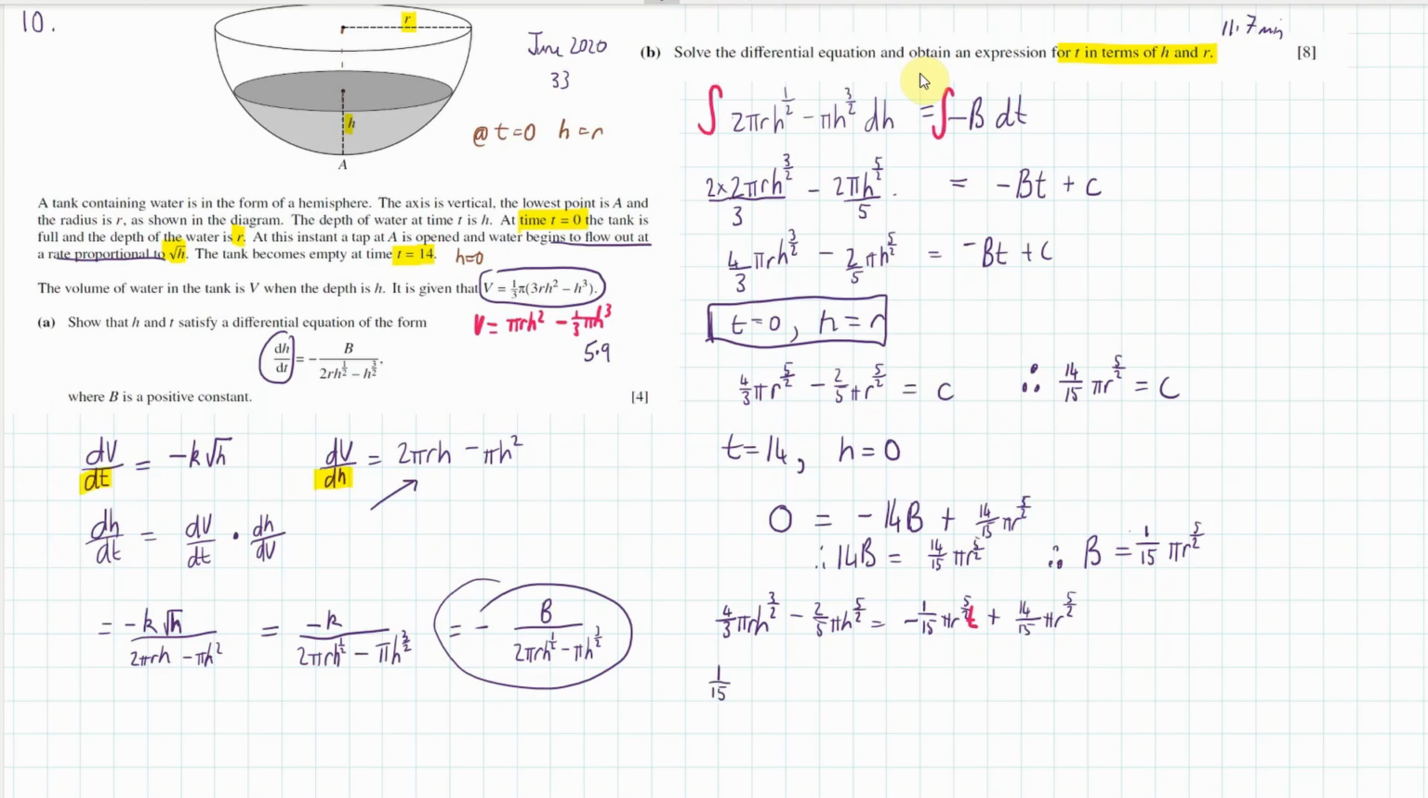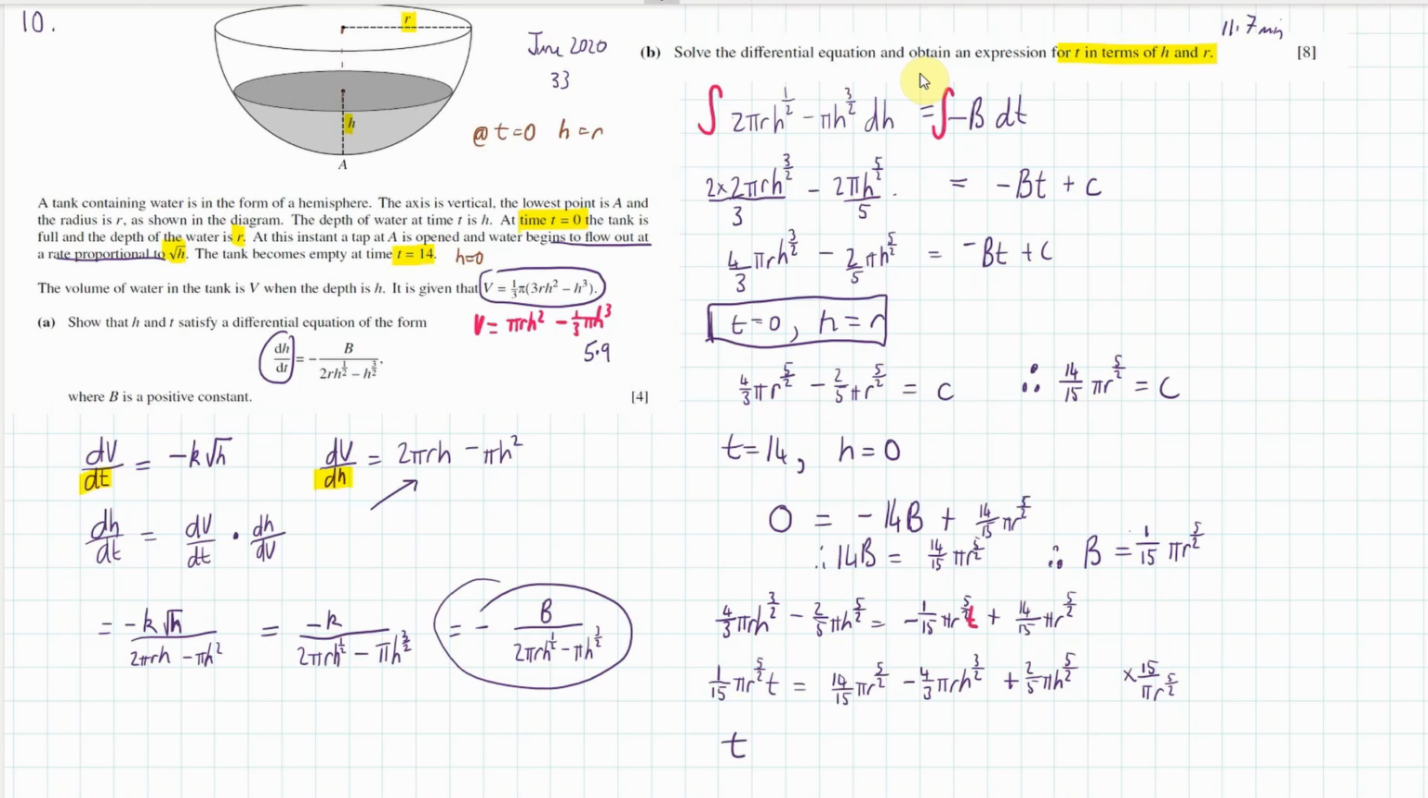So that will give me 1/15 pi r to the 5 over 2 t equals, and then I'll have my 14/15 pi r to the 5 over 2 minus 4/3 pi r h to the power of 3 over 2, and that negative 2/5 as I move it across becomes positive 2/5 pi h to the power of 5 over 2. Now, at this point, I'm going to times by 15 over pi r to the power of 5 over 2, both sides, to get rid of everything and leave me with a t on the left hand side.